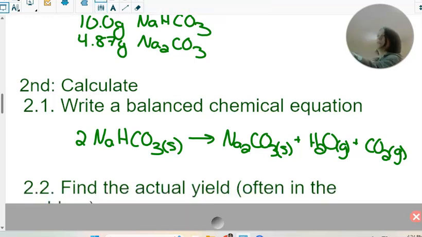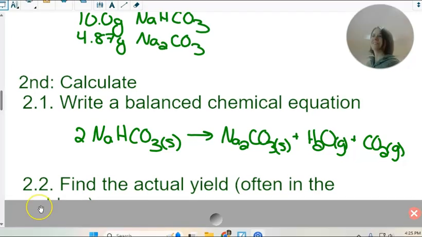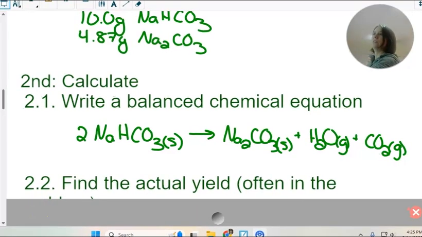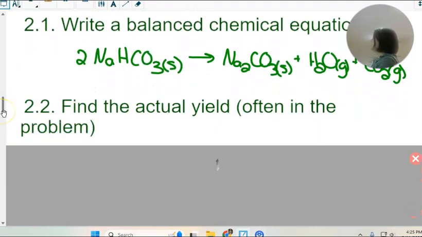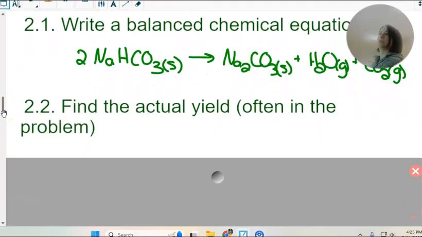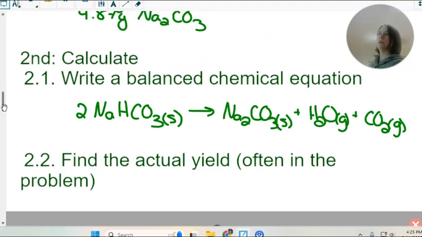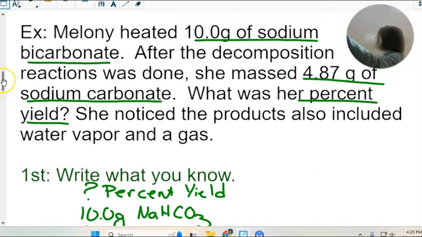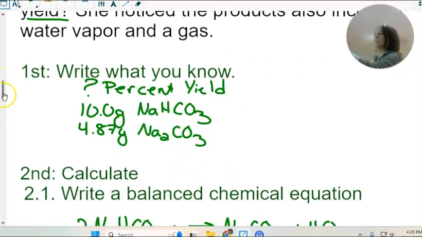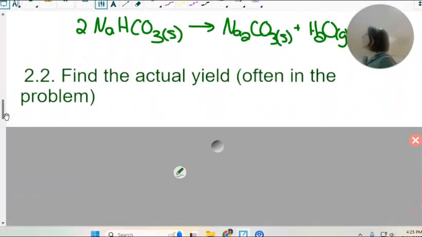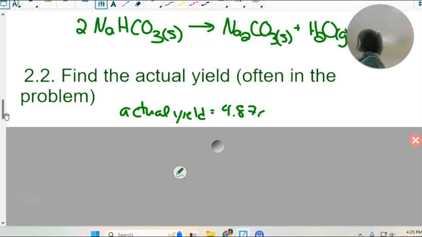Alright, so the next step is to figure out what the actual yield is, and it's often in the problem. So let's go back, and we know it's going to be sodium carbonate. It's right here, 4.87 grams of sodium carbonate. So actual yield equals 4.87 grams. Let's write down what we're dealing with. Sodium carbonate.